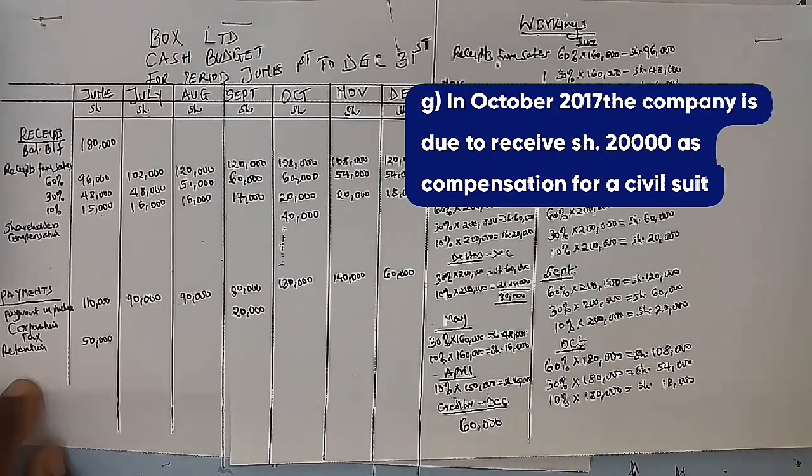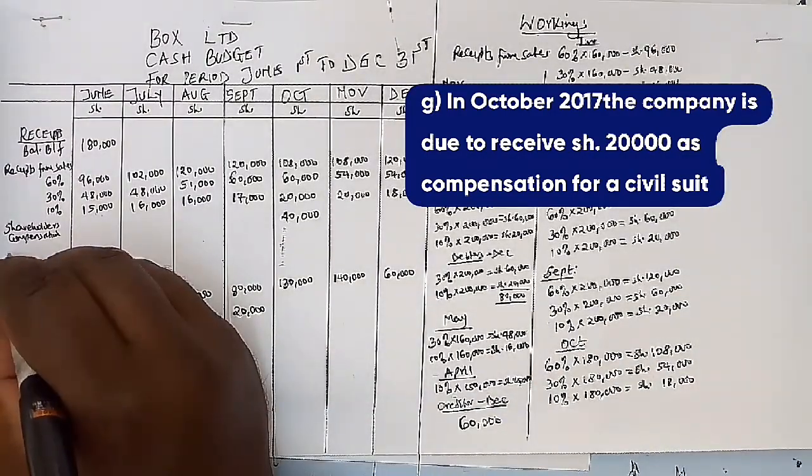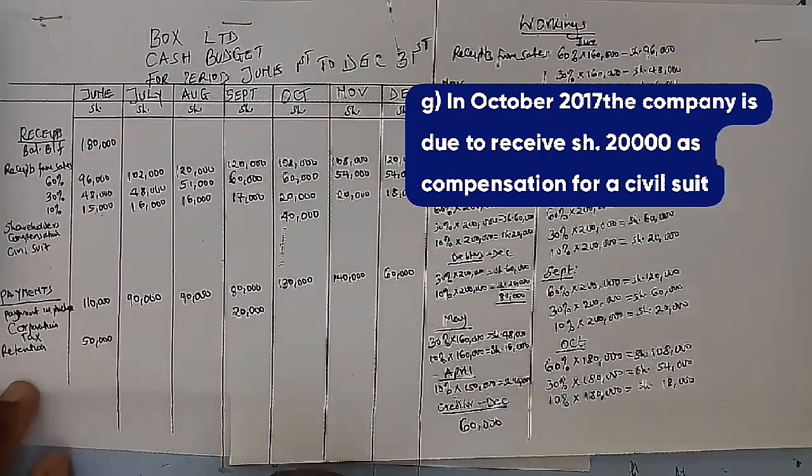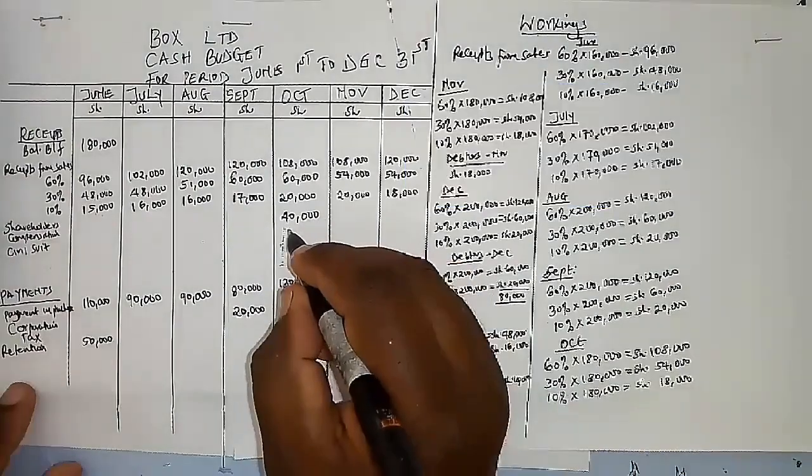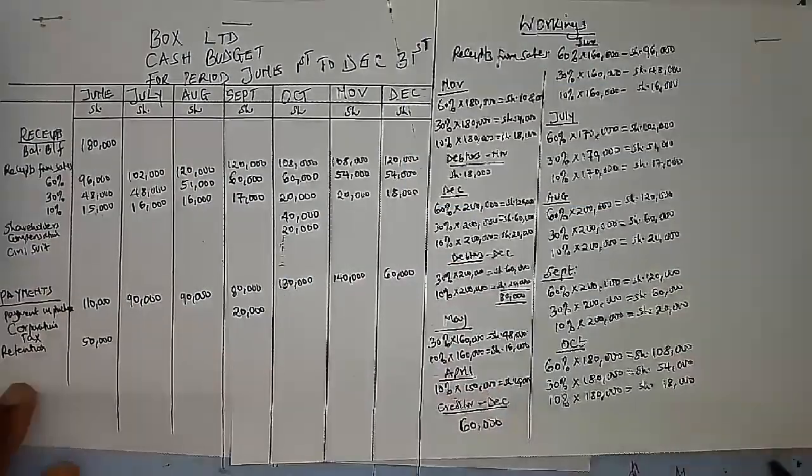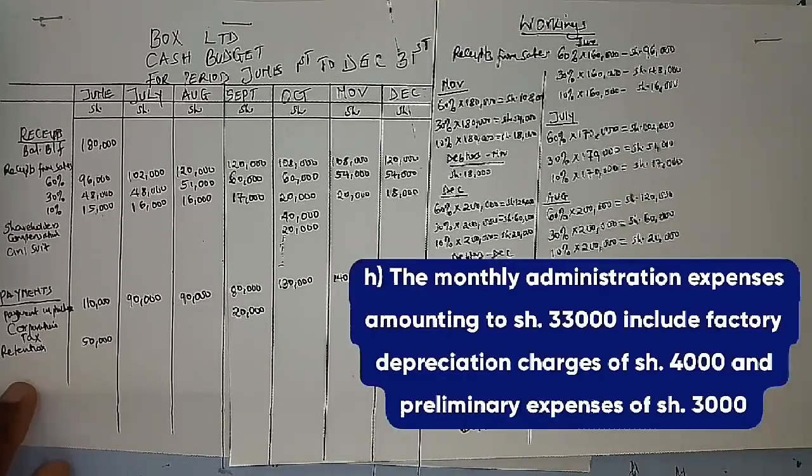Part G, we are told that in the month of October 2017, the company is due to receive 20,000 compensation of the civil suit. So that is the month of October you receive. So we have a civil suit that was received in the month of October 2017, amounting to 20,000. And finally, we are told that the monthly administration expenses amounting to 33,000, including the factory depreciation charge of 4,000 and the preliminary expense of 3,000.